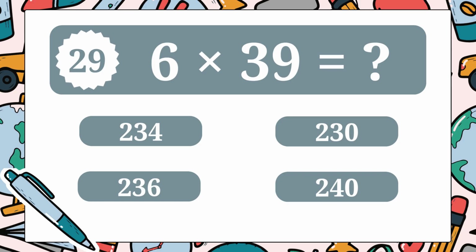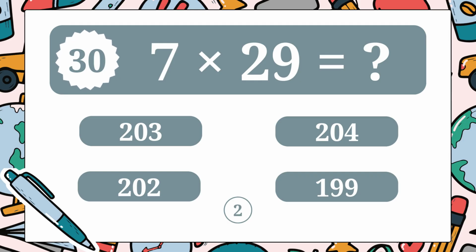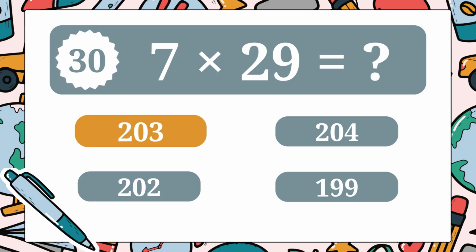Question 29. What is 6 times 39? 234. Question 30. What is 7 times 29? 203.